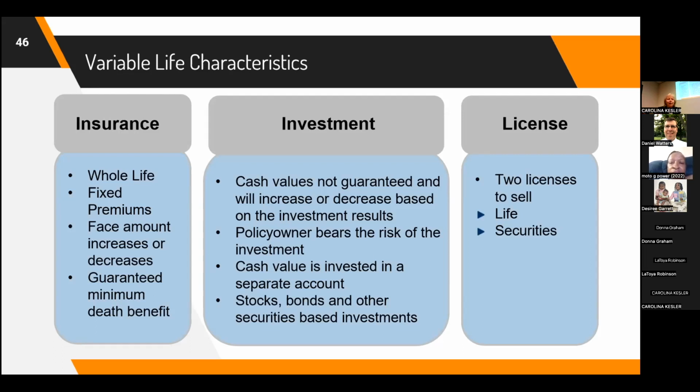To sell variable products, you need 2 licenses. You have to have your life license and your securities license. And nowadays your securities license is 3 licenses, right? You've got to have your SIE and your 6 and 63. No, to sell variable insurance, you do. We don't sell variable insurance. We only sell term. So, okay, you'll be fine. But you do want to get your securities license.